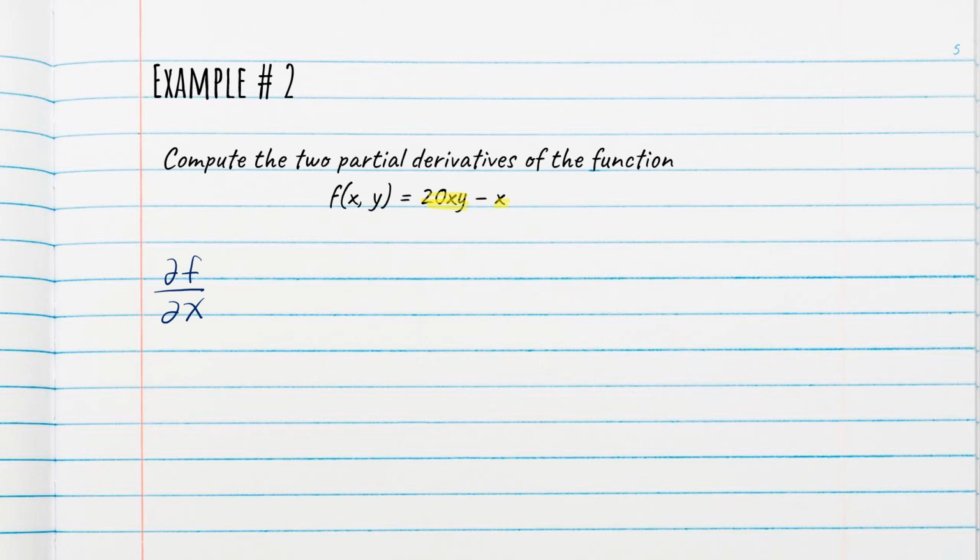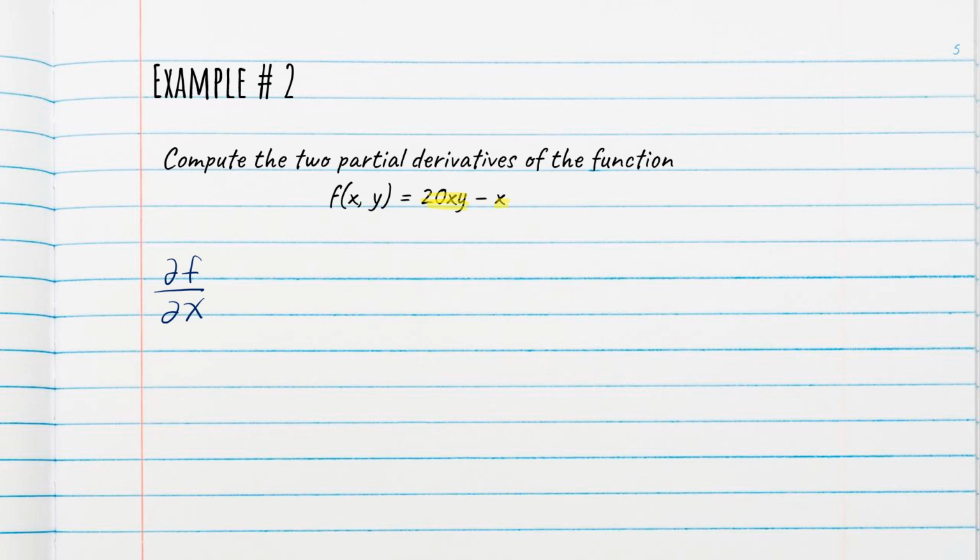So when we want to compute the partial derivative of f with respect to x, I want you to have this little mantra that you say as you compute these. Y is being held constant. So we're going to treat y just as we treat the 20 when we see this function.